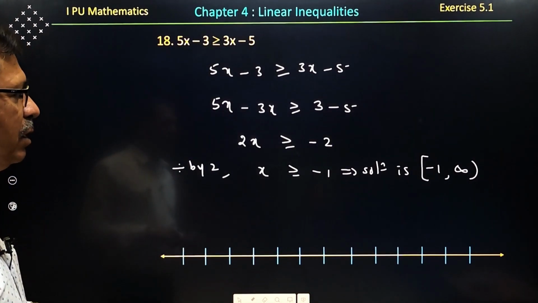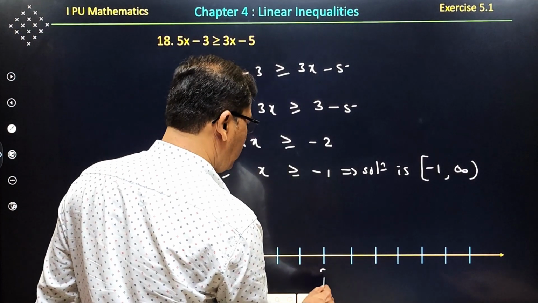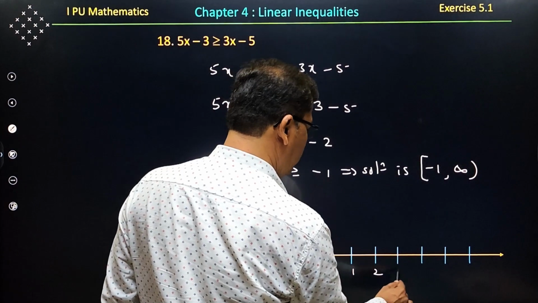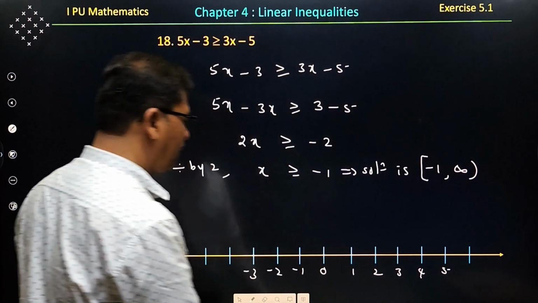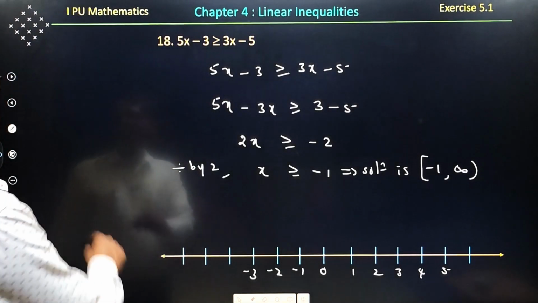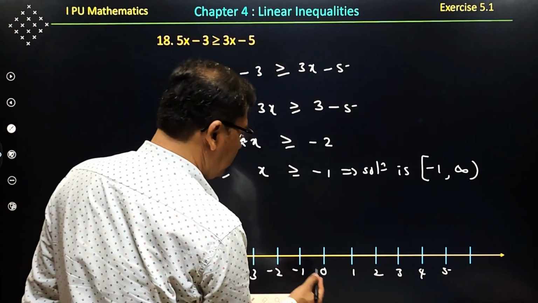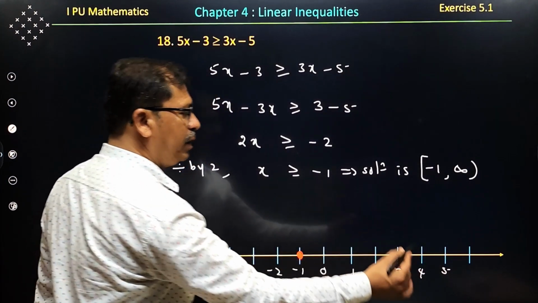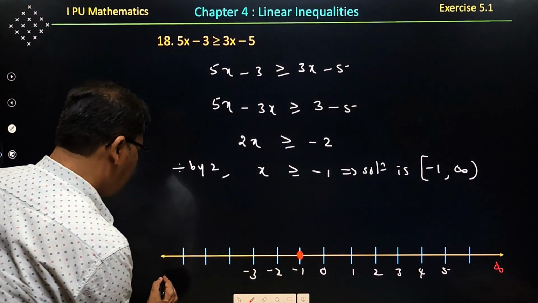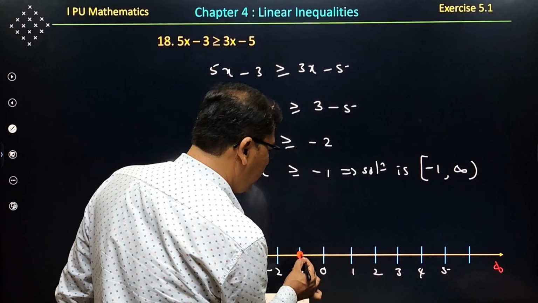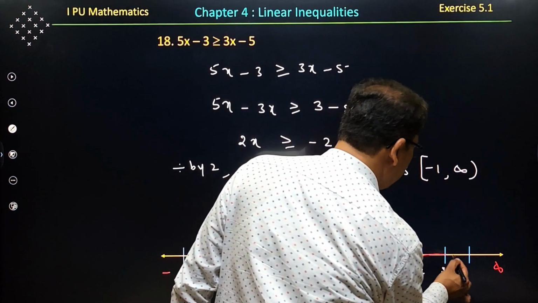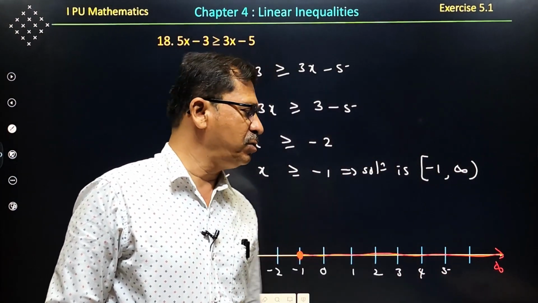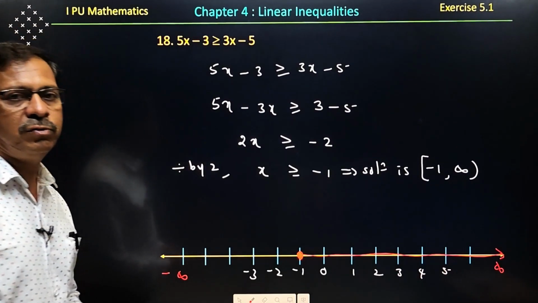Now let me represent it on the number line here. Take this as 0. This is minus 1, minus 2, minus 3, and so on; 1, 2, 3, 4, 5, and so on. Minus 1 is included, that's why a solid circle you show at minus 1. Up to infinity here, and this is minus infinity. So all the values on the right side of minus 1, including minus 1, on the number line. So this is the solution for this example.